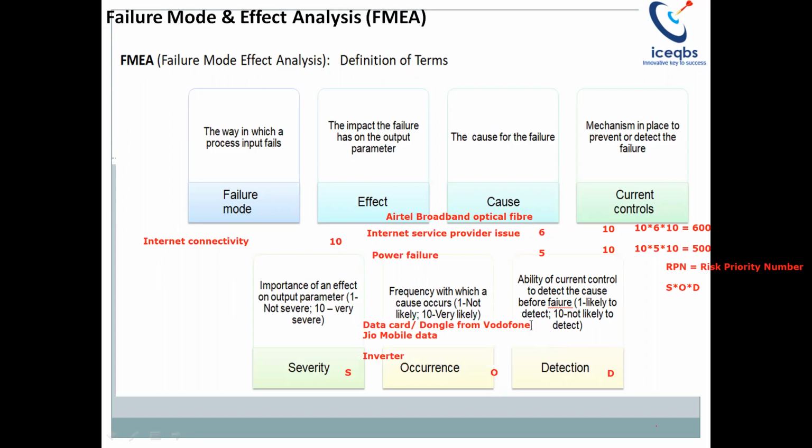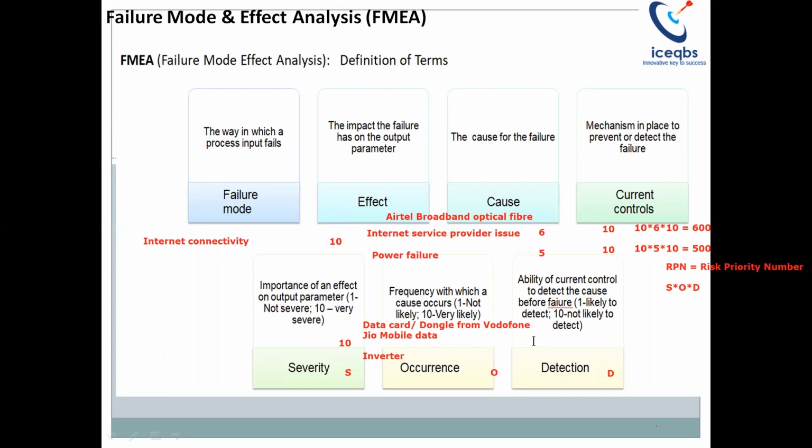After taking the action, again, I have to recalculate the RPN. Whenever I recalculate the RPN, whenever the internet connectivity issue comes, again the impact is not going to be reduced, right? Even now, whenever the internet connectivity is lost, the impact is going to be very high. So the rating is going to be 10.